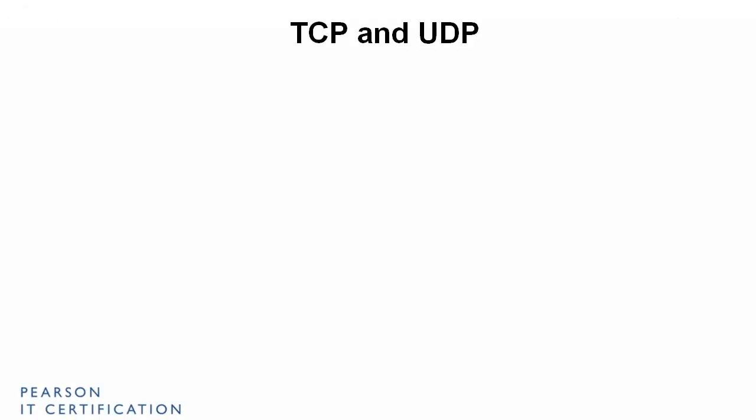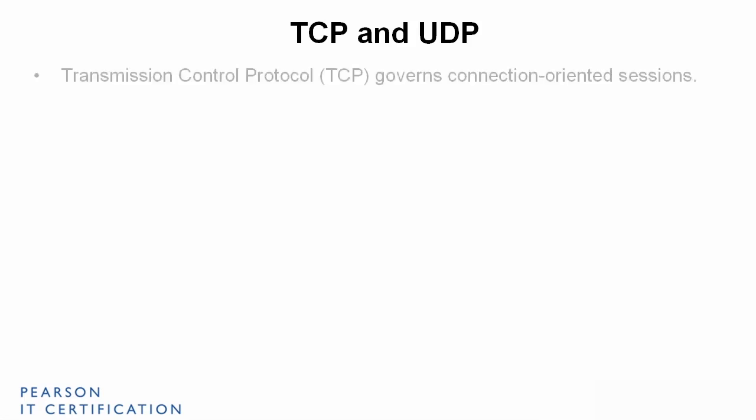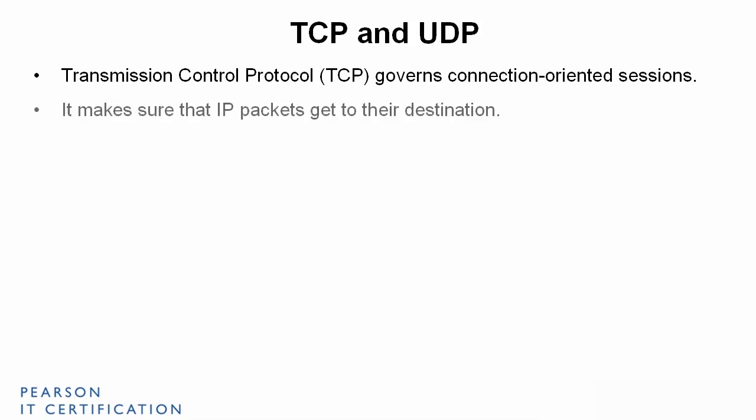All right, let's talk about TCP and UDP. By far, the most commonly used is TCP. That's the Transmission Control Protocol, and it governs connection-oriented sessions. It guarantees transmission of data from one point to another, and it makes sure that the IP packets from a message get to their destination.